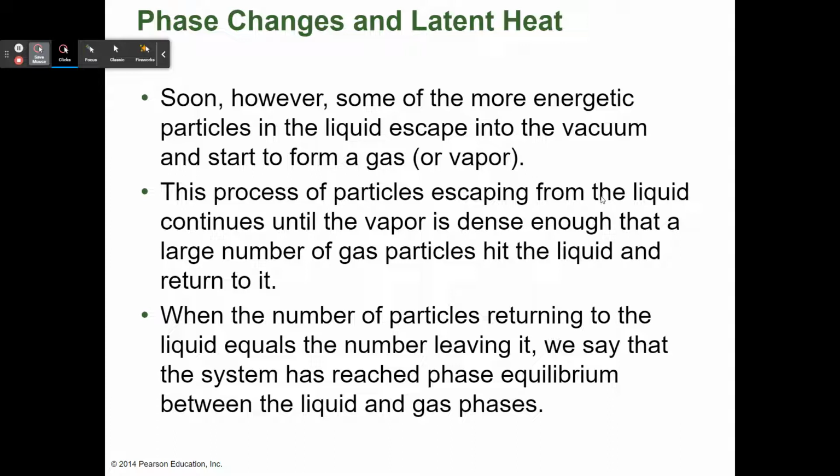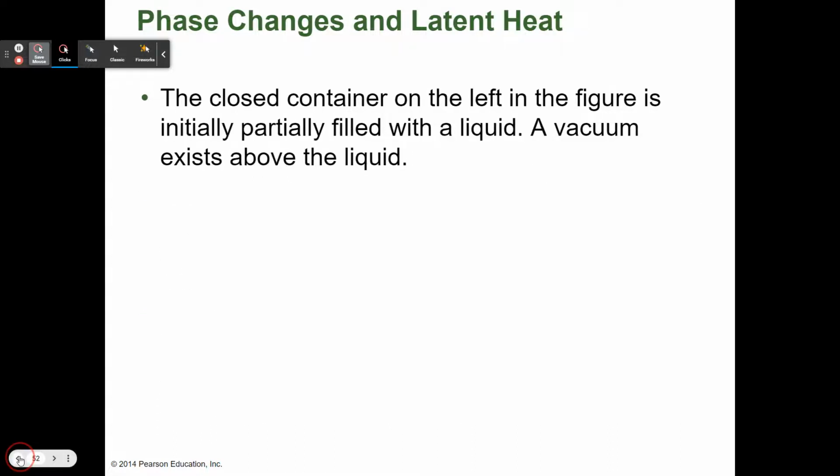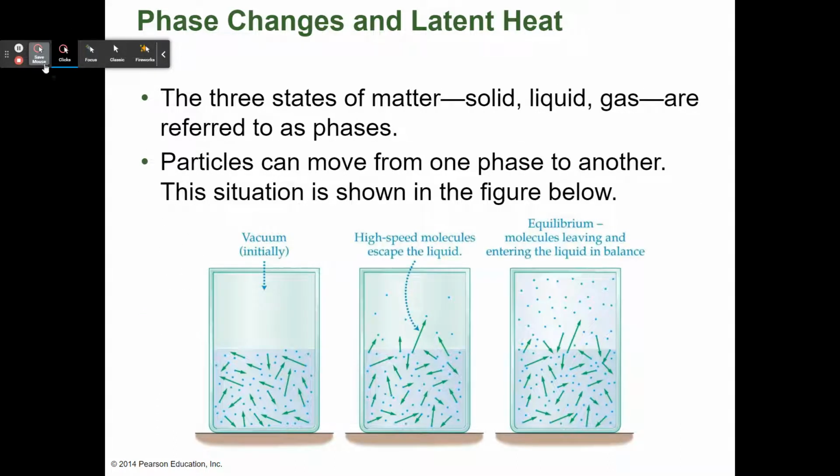This process of particles escaping from a liquid continues until the vapor is dense enough that a large number of gas particles are hitting the liquid and returning to it. So when the number of those going back down into the liquid phase equals the number of them leaving the liquid phase, then we say that that system is in equilibrium. Okay, so let's go back to that picture and take a look at what we're talking about.